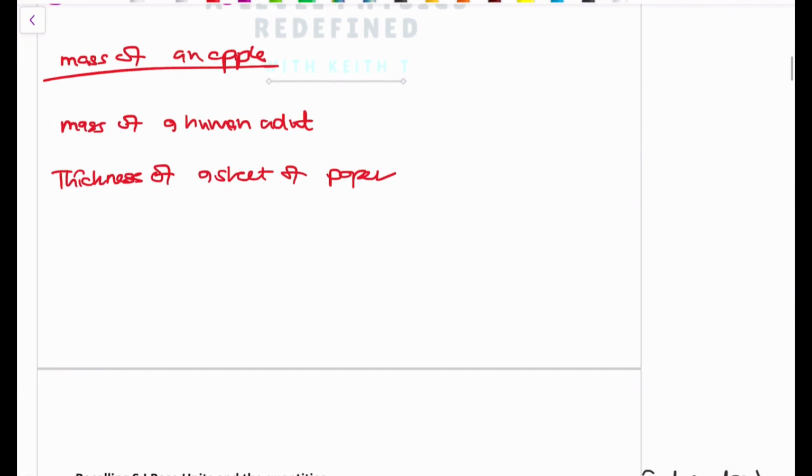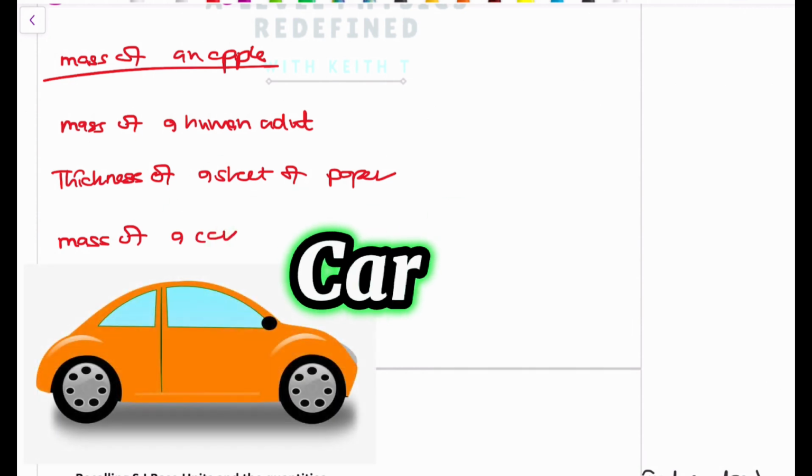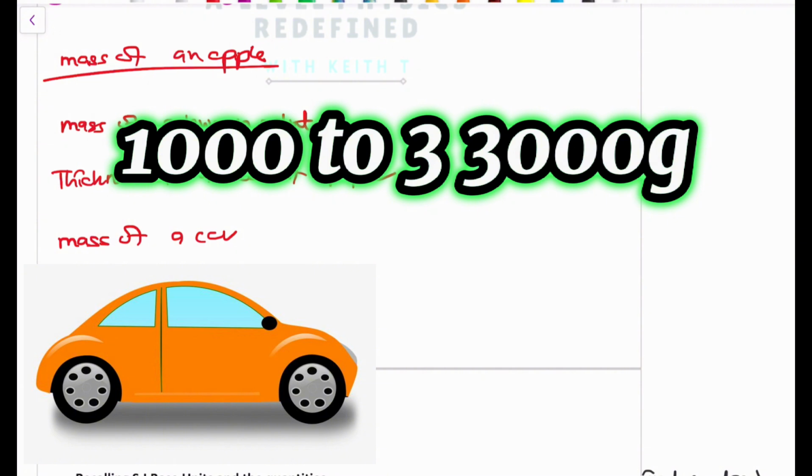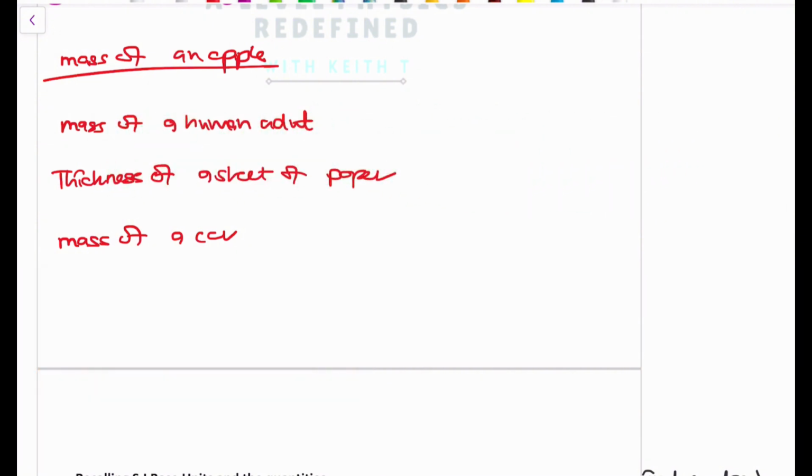Or they can say the mass of a car. You take a car on average, how much is it going to weigh? A car is basically going to be around 1,000 to 3,000 kilograms at least.